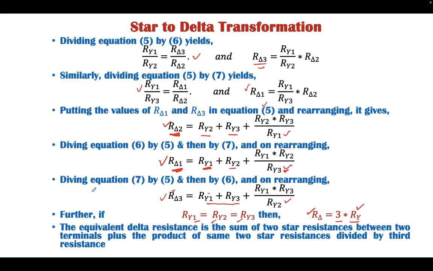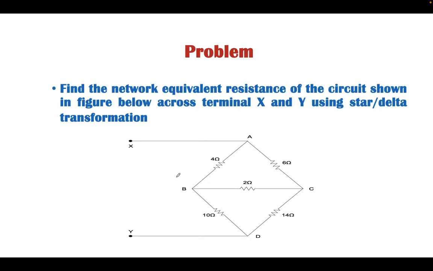Now in a generalized case, the equivalent delta resistance is the sum of the two star resistances between the two terminals plus the product of the same two star resistances divided by the third resistance. This can be written in a generalized way, as we did in the case of delta connections. Now let me consider a problem.